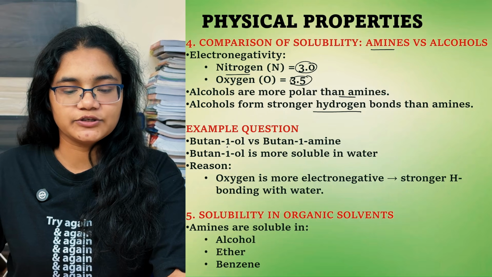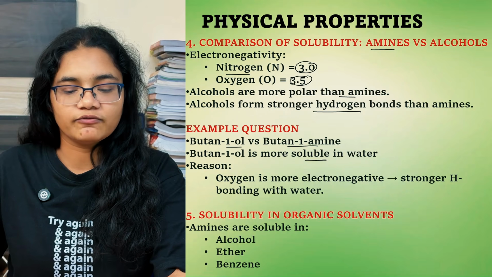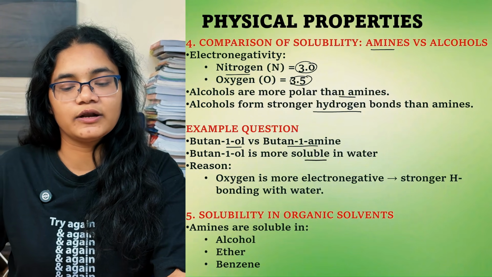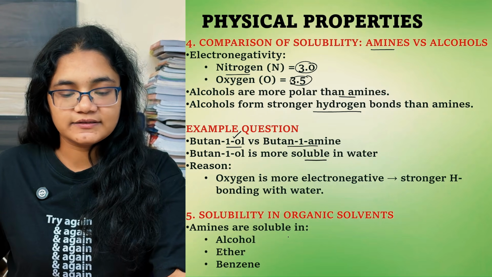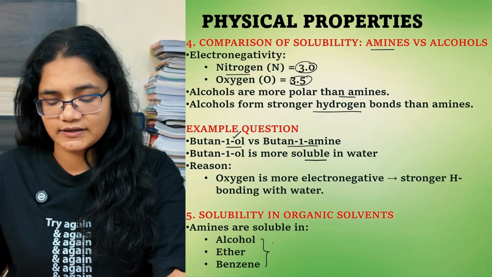So for example, there's a question, butan-1-ol versus butan-1-amine, which is more soluble in water? Obviously, since the oxygen is more electronegative, stronger hydrogen bonding is there in butan-1-ol, so that is why it is more soluble. Next, amines are also soluble in organic solvents like alcohol, ether, benzene, etc.